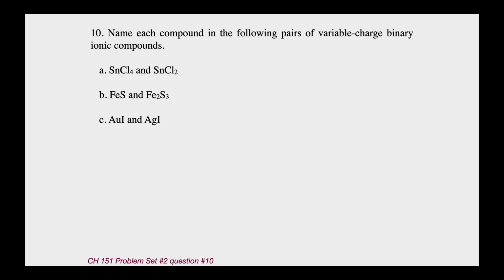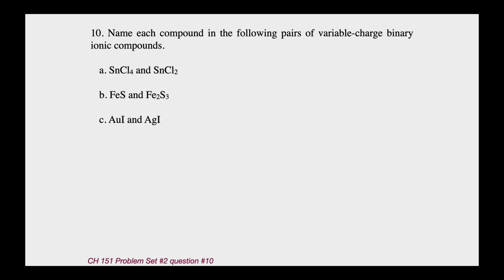Pretty chill. In these compounds, we have a variable charge metal, and you can see that because there's two combinations listed. So for example, in the first one, Sn is tin, but the first one has 4 chlorides and the second one has just 2. So for these, we're going to need a Roman numeral next to the metal. Tin and iron in the next one and gold and silver, excuse me, in the last one, are all examples of metals where there could be more than one charge.